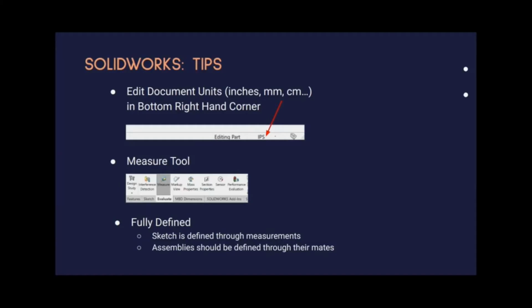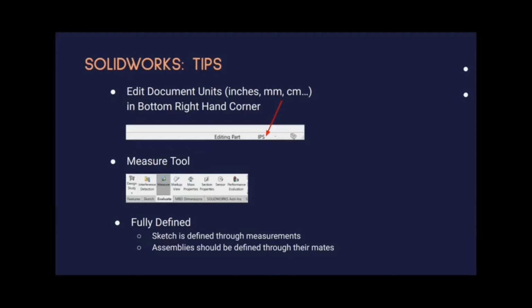In the bottom right-hand corner, there is a menu that says IPS. Click IPS to change the document's measurement system. For example, it can be measured in inches, millimeters, or centimeters. Also keep in mind that SolidWorks has a measuring tool. This tool can be useful for determining measurements for a custom tool or simply double-checking measurements.